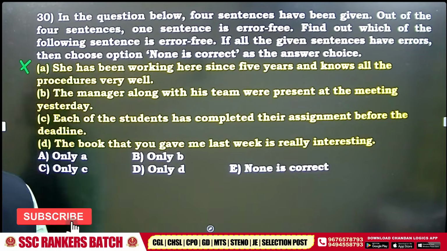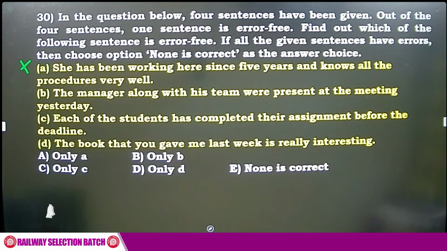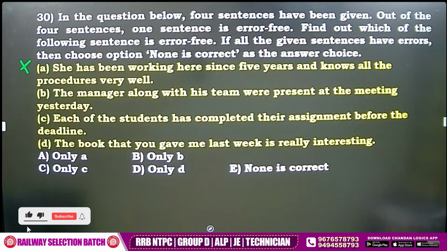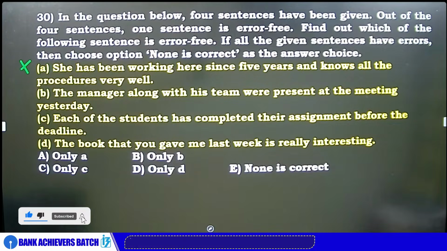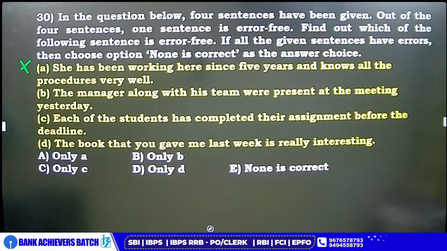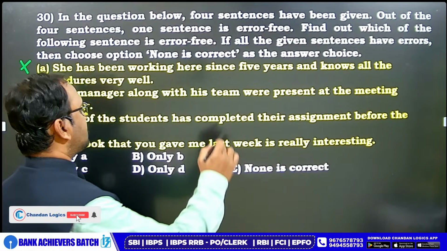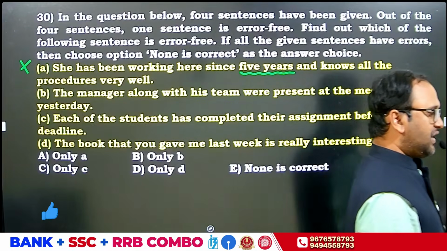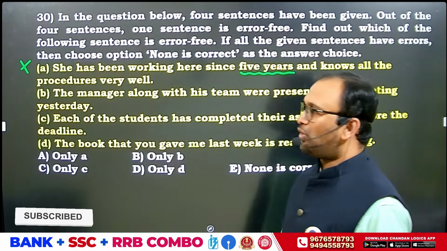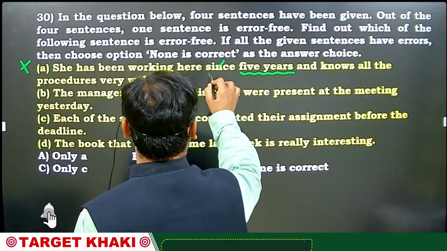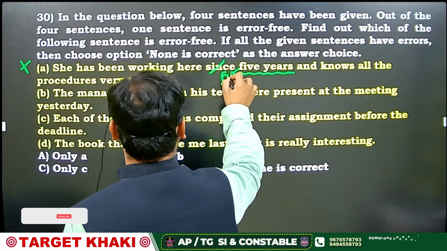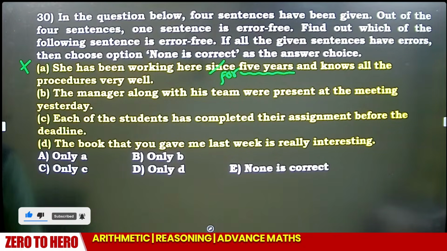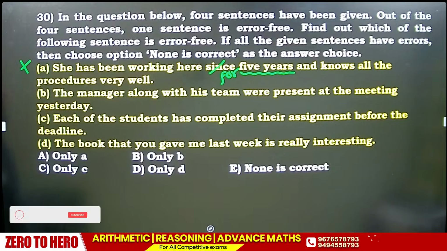Option 1 is wrong, Vishnu. Can you tell me why option 1 is wrong? She has been working here since 5 years. This is 100% wrong. Why, Vishnu? Because 5 years is a period of time. You cannot use the preposition since with 5 years. You better say for 5 years. She has been working here for 5 years.